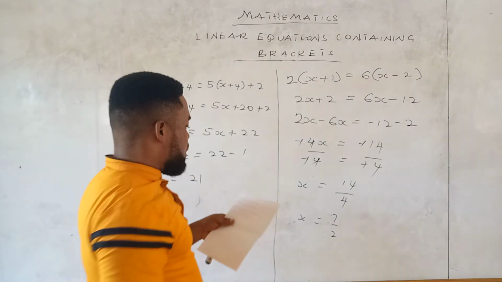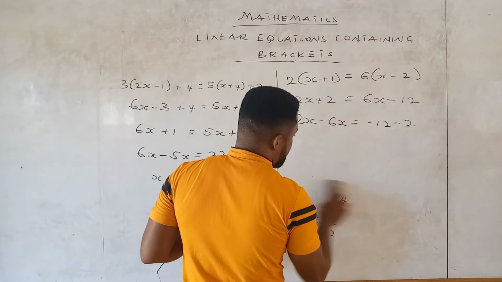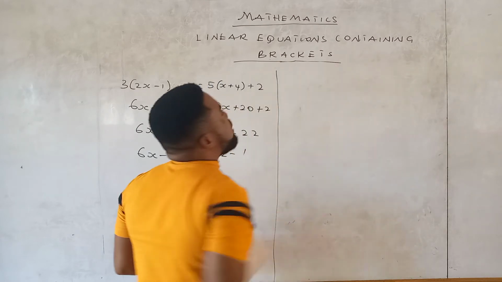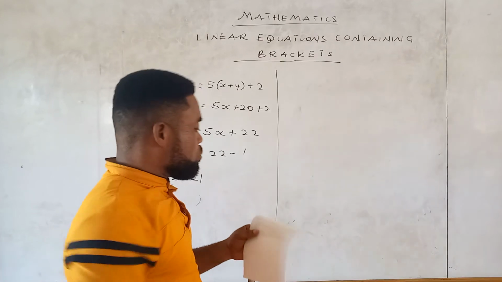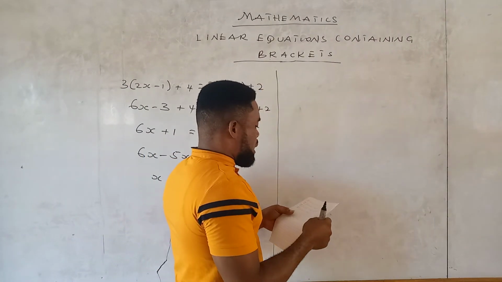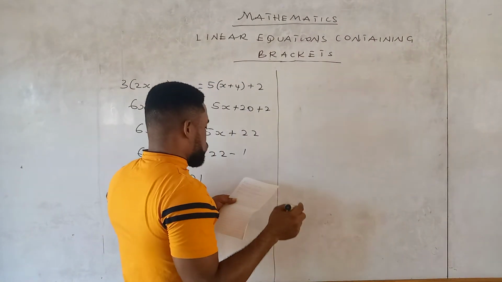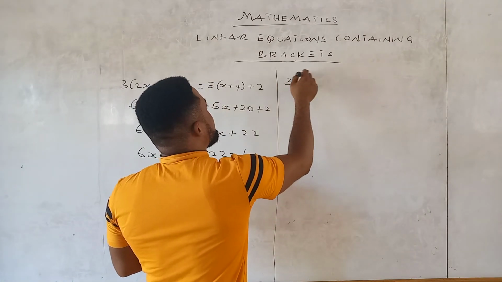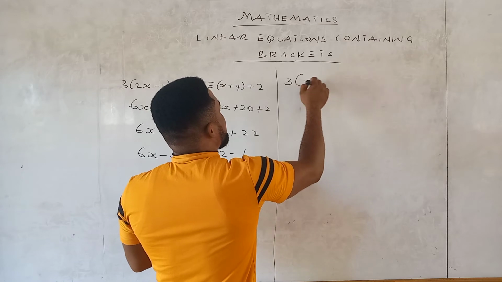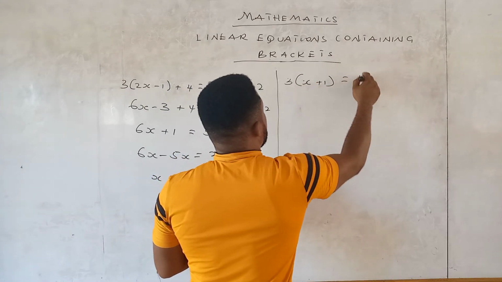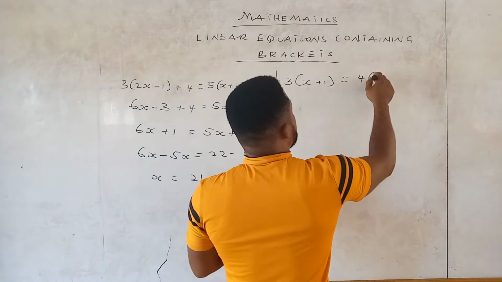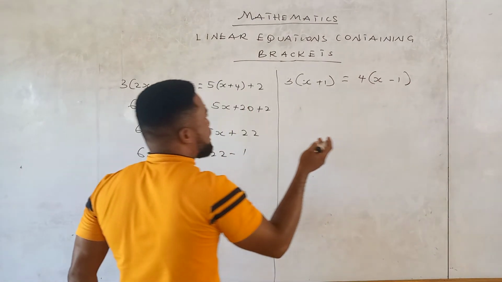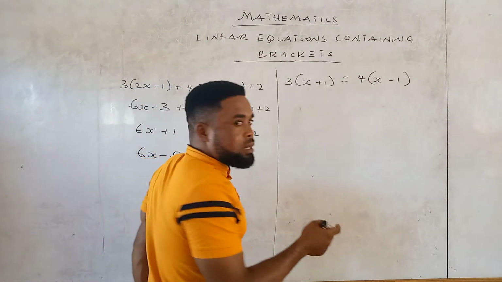Alright. So let's take our last example, and then I'll give you an assignment. Now, our last example, let's have 3 into bracket x plus 1 equal to 4 into bracket x minus 1. Okay. So as usual, dissolve the bracket and apply the balancing method.